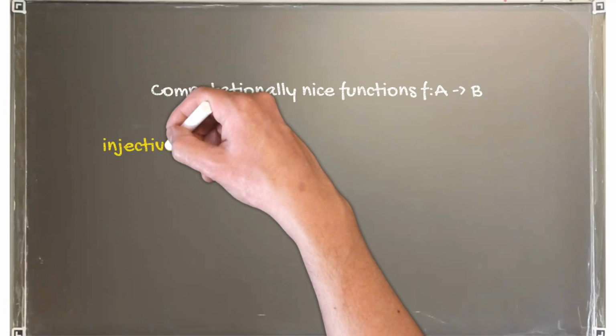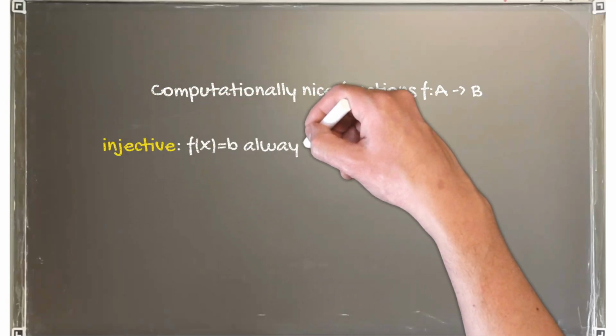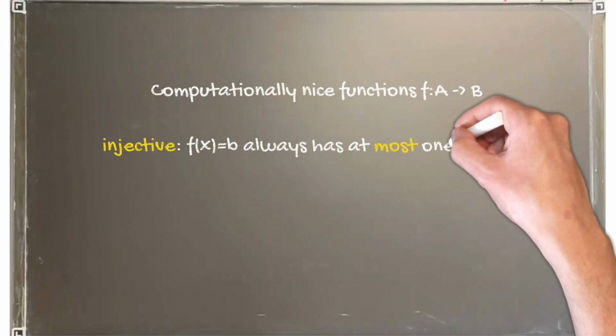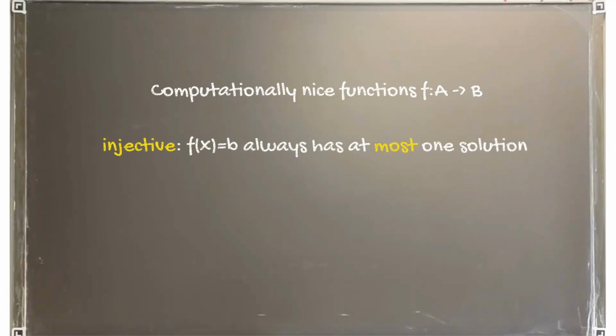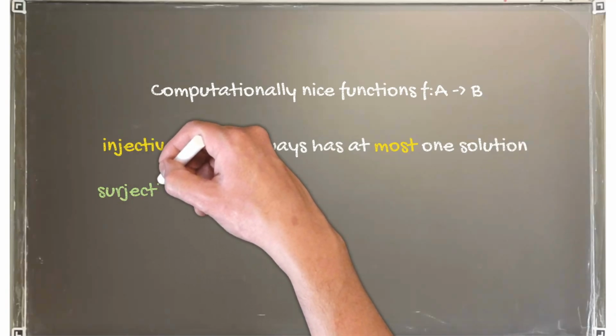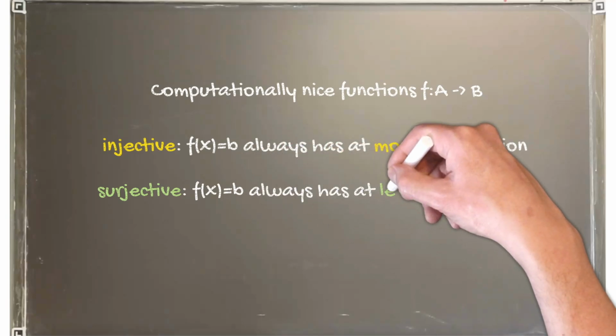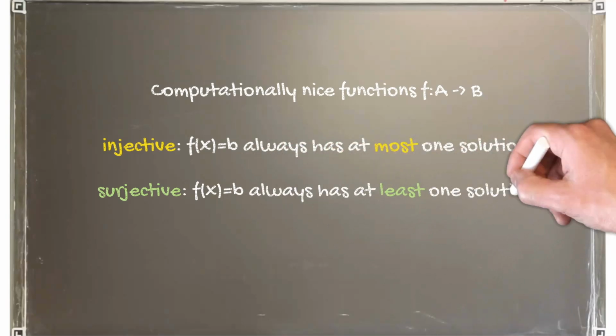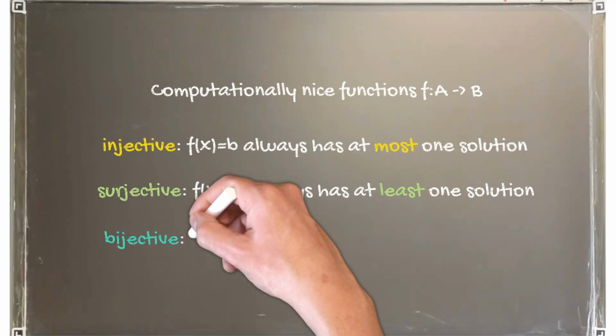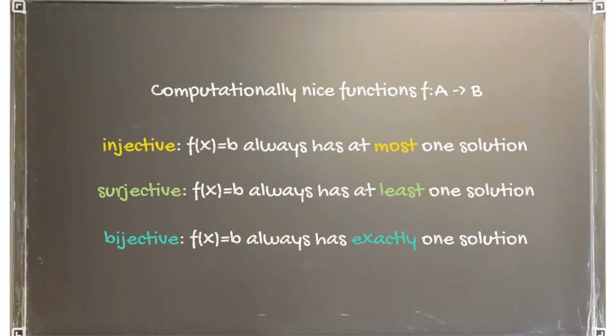An injective function was a function where f of x equals b always has at most one solution. Maybe some solutions won't exist. Surjective functions, on the other hand, will always have a solution to f of x equals b, but they may have more than one. And bijective functions are the special case where f of x equals b always has exactly one solution. Together, these three form the strongest form of computationally relevant functions. You can check out our previous videos to learn more about these functions and their properties.